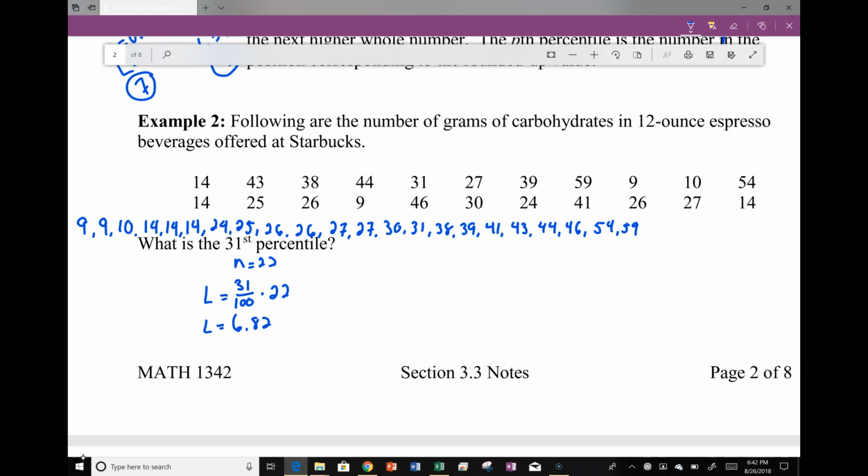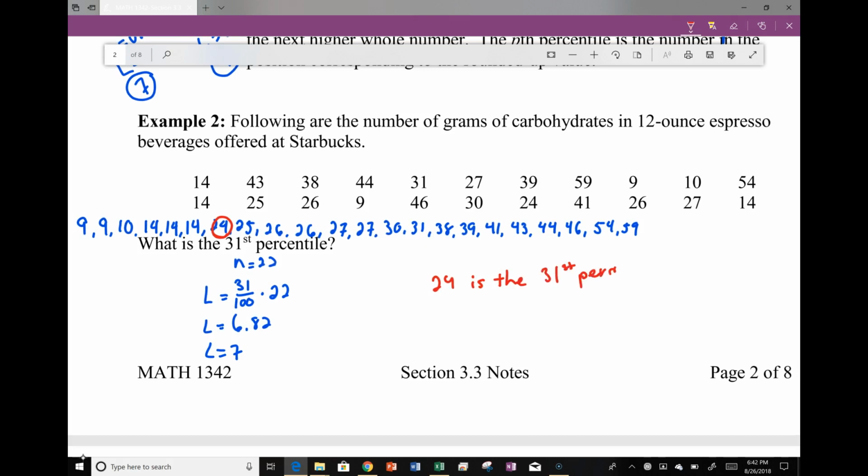Always round up if it's not a whole number, so I'm going to round up to 7. So I'm looking for the value that is in the 7th position. 1, 2, 3, 4, 5, 6, 7. So 24 is the 31st percentile.